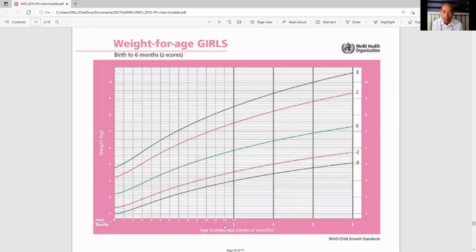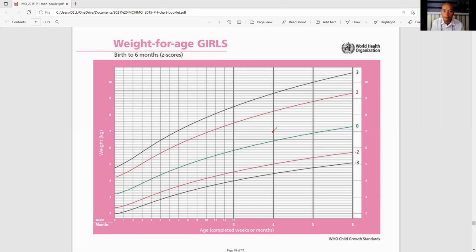Weight for age in girls. Okay, so the maximum here is 6 months. Three and below is divided into weeks. So we assess, for example, I will annotate. For example, we assess that the child is 4 months, and the weight is around 7 kilos.